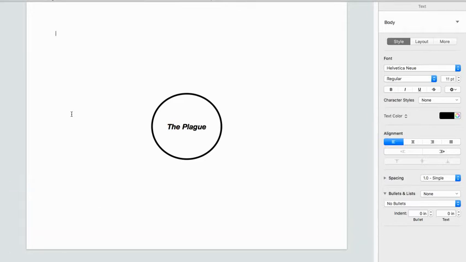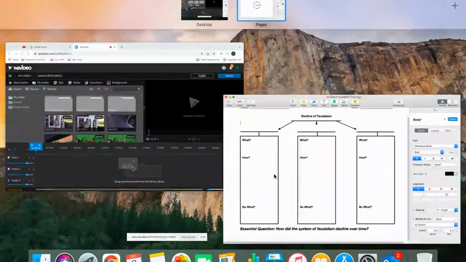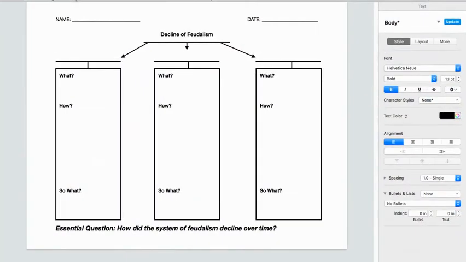Now, after you have done the 3 circle map pages, you'll want to go to the tree map, which looks like this. A tree map is a fancy way of saying we're organizing all the information that we just threw together on those brainstorm pages, and we're going to put it into 3 distinct categories. I would hope it's obvious, but the 3 categories are the plague, the Hundred Years' War, and the political changes that happen over time.